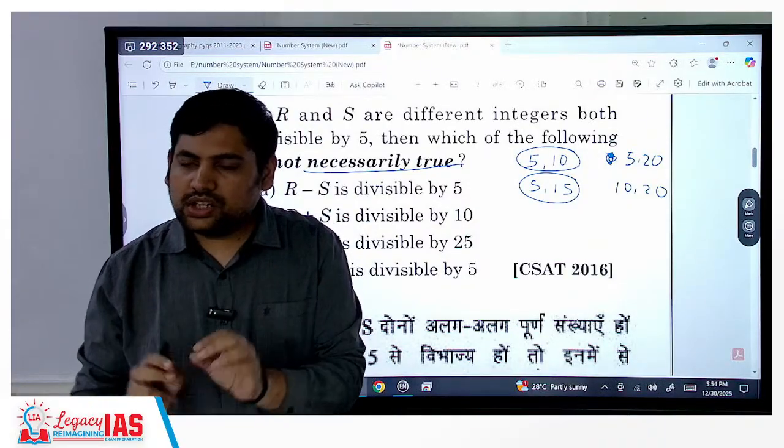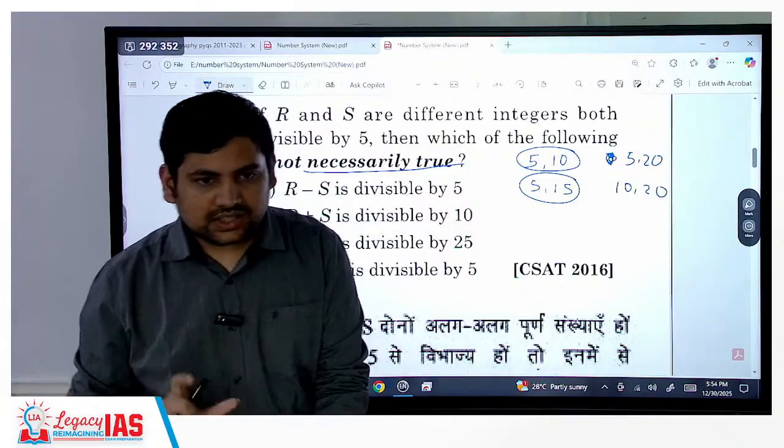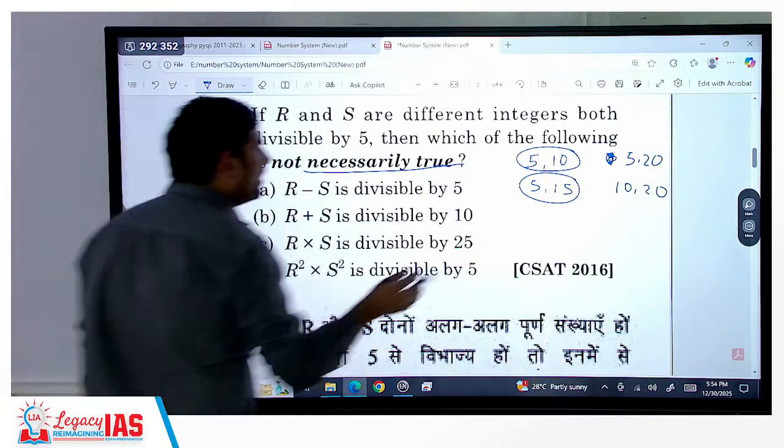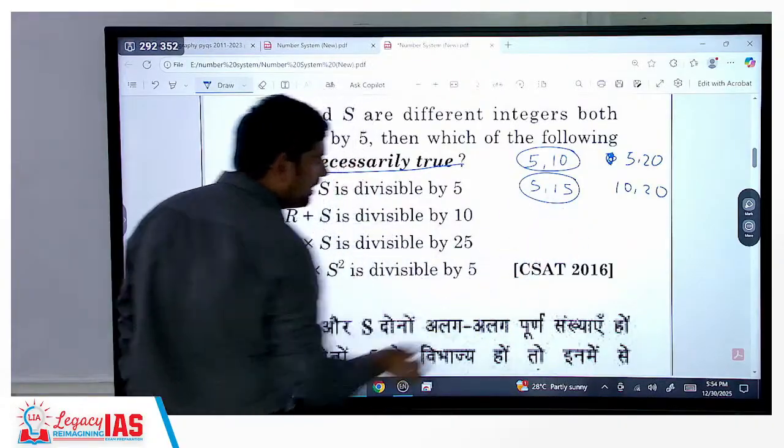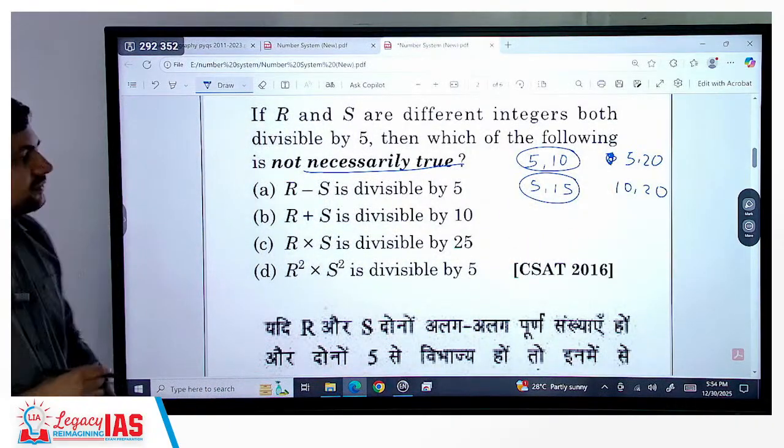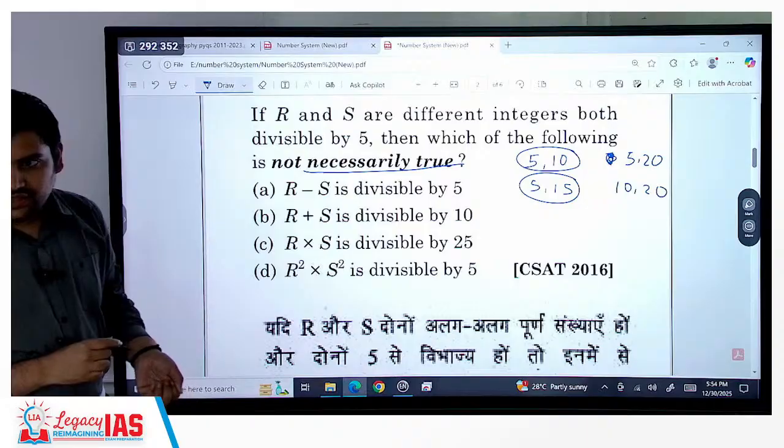This is a very important thing. Always check if your test cases are covering all possibilities. Now, if you check 5 and 10 and 5 and 15, which of these is necessarily true?